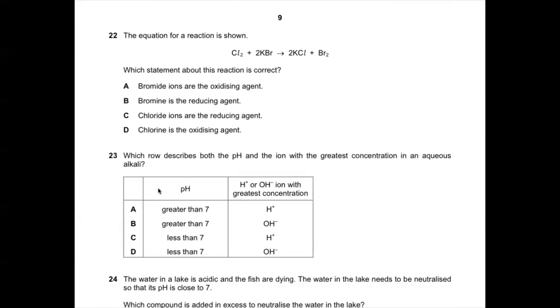MCQ number 22. The equation for a reaction is shown. Which statement about this reaction is correct? Bromide ions are the oxidizing agent. Bromide is going from -1 to 0, which means it is being oxidized. If it's oxidized, it's a reducing agent, not oxidizing. So A goes wrong. Bromine is the reducing agent. The reaction is not reversible, so bromine is the product, not a reducing agent.